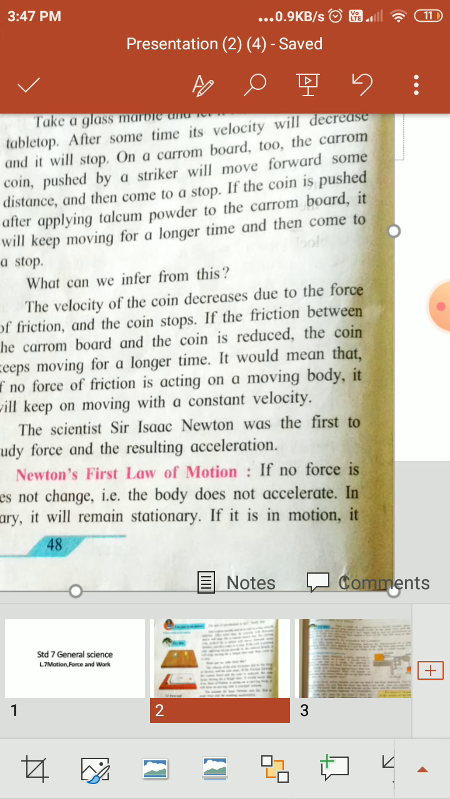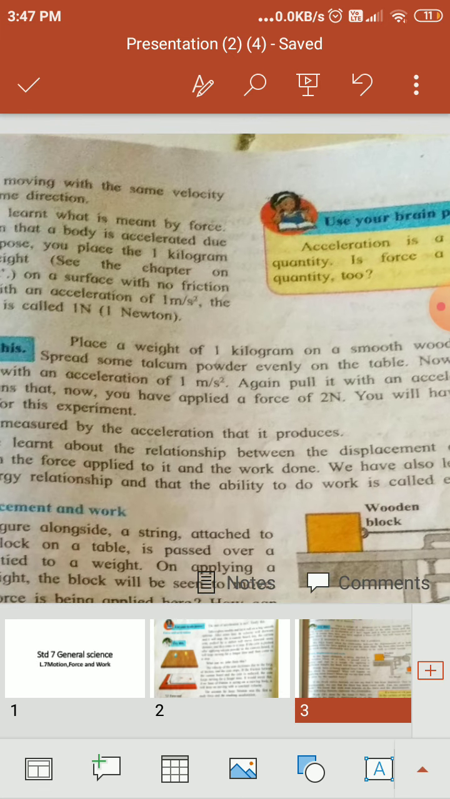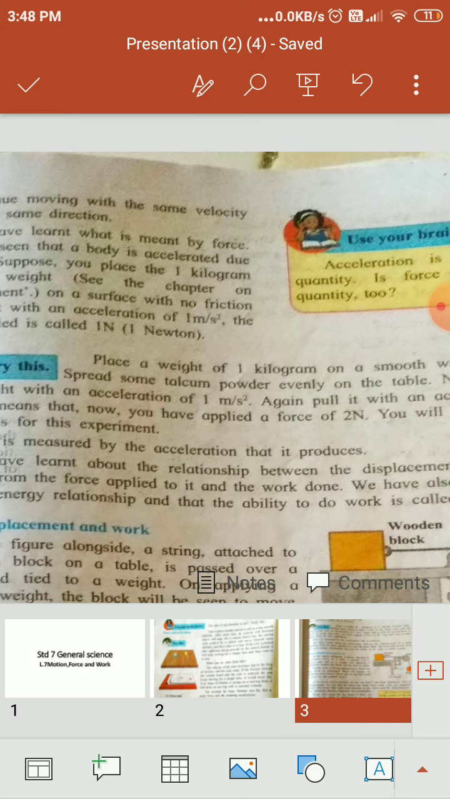Here on page number 49, you are told that acceleration is a vector quantity, and force is a vector quantity too. We have already studied vector and scalar quantities. In a scalar quantity only magnitude is there, and in a vector quantity both magnitude and direction are considered. In force also, the direction and the magnitude are considered. Therefore force is a vector quantity.